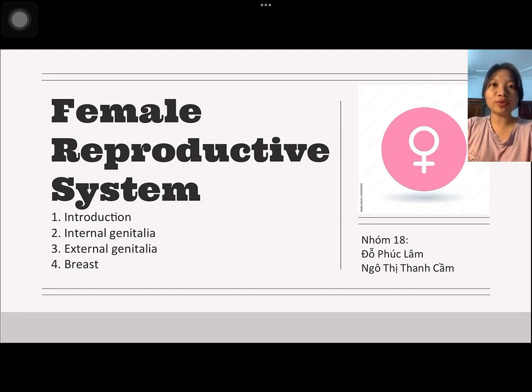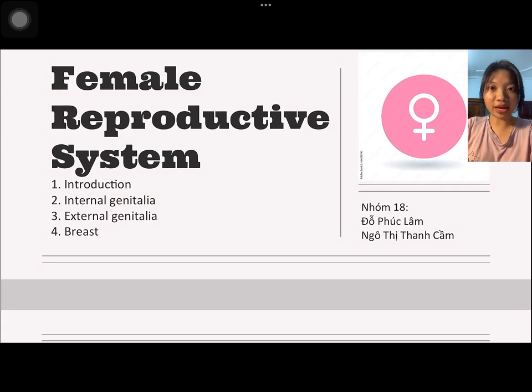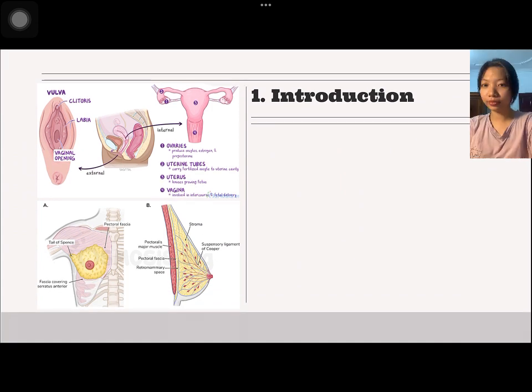Today we are going to have a presentation about the structure of the female reproductive system. The reproductive system in females is responsible for producing gametes called eggs or ova, certain sex hormones, and maintaining fertilized eggs as they develop into mature fetuses and become ready for delivery.